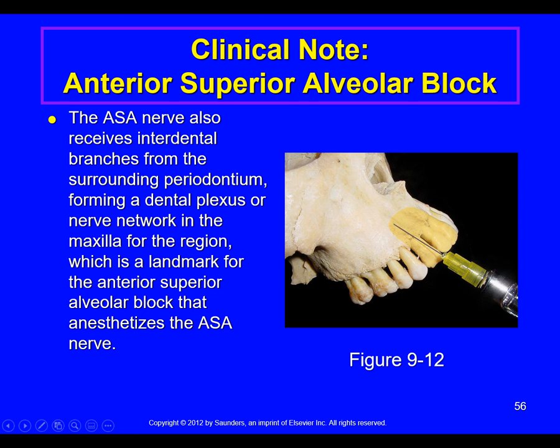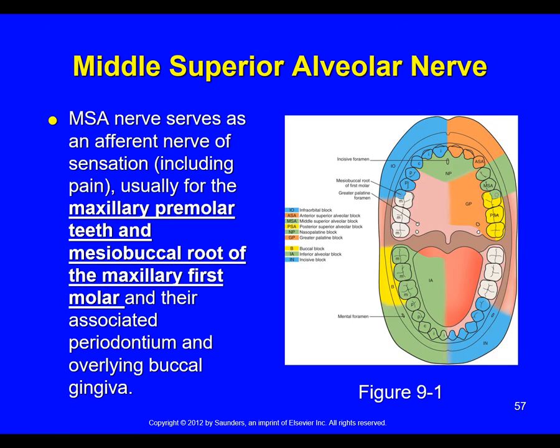So the ASA nerve receives interdental branches from the surrounding periodontium, and it forms a dental plexus or nerve network in that area. The landmark is the height of the mucobuccal fold at the apex of the canine. So this is where we would be giving the injection for preventing the propagation of a nerve impulse down that ASA nerve. We would be giving the injection right there to stop any action potential.